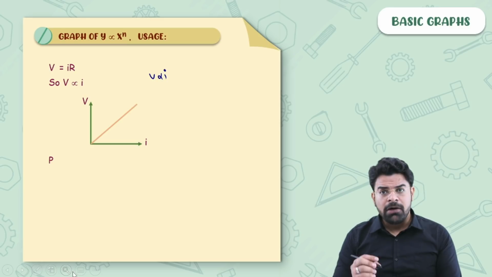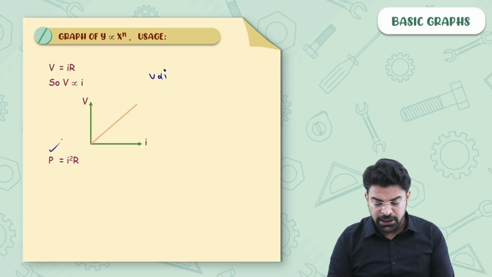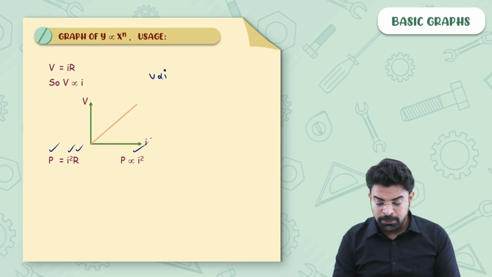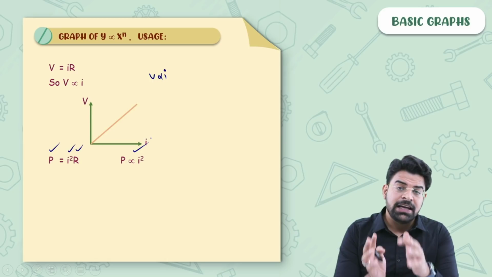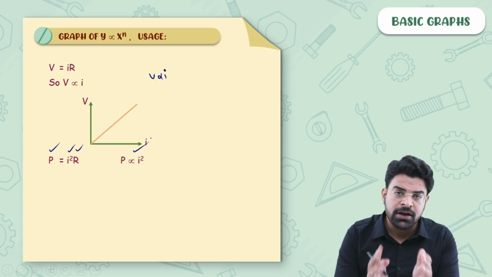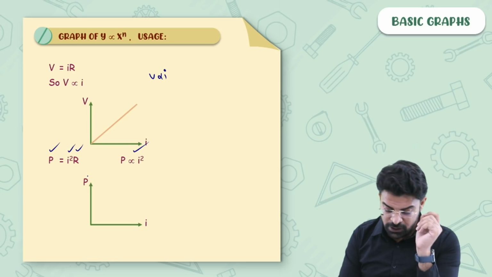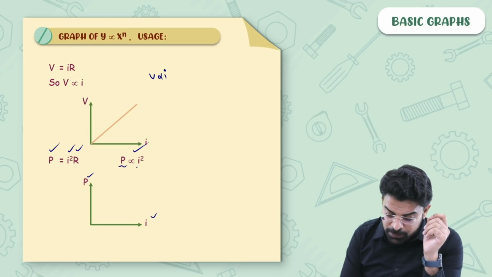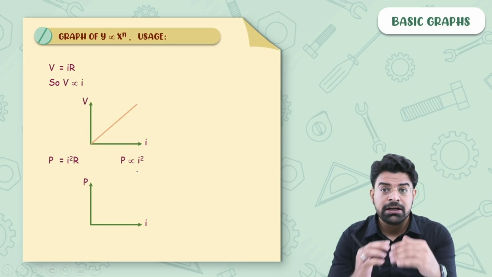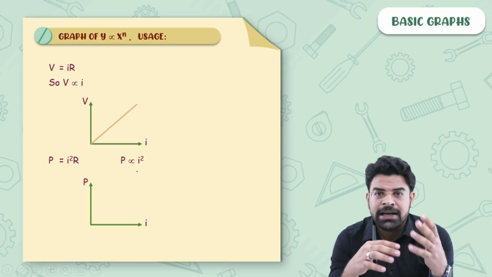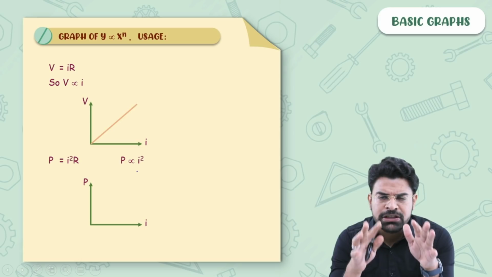Let's think of another case. The power dissipated by a resistor equals the current flowing through the resistor whole square, I square, times its resistance. So the power dissipated by a resistor is directly proportional to the whole square of the current flowing through it. Now what will the graph of power versus current look like? Power is proportional to I square. So when current becomes double, power becomes 4 times. Current becomes triple, power becomes 9 times, given that we are talking about the same resistance.